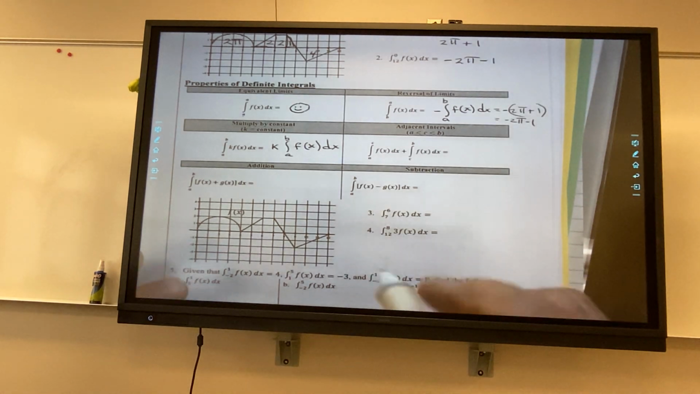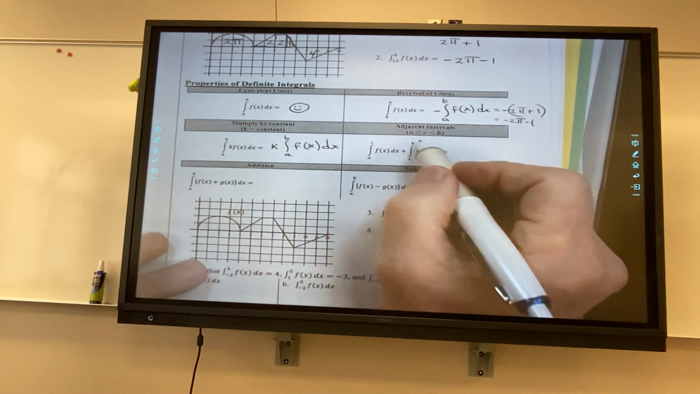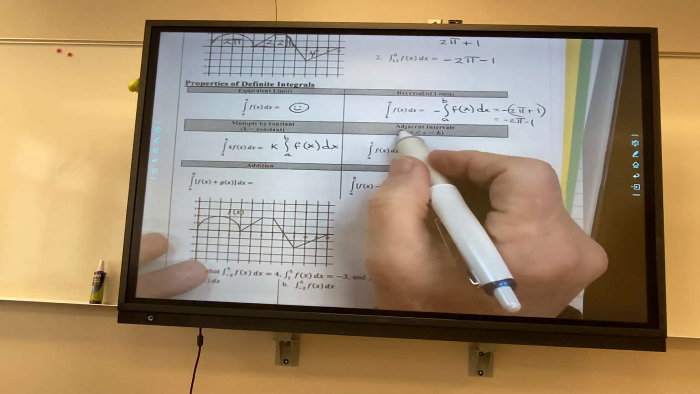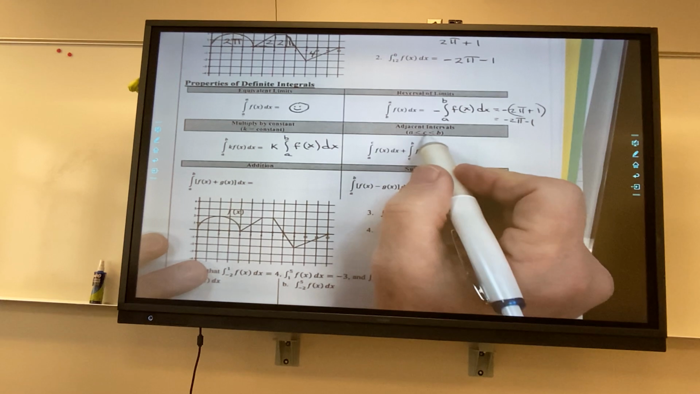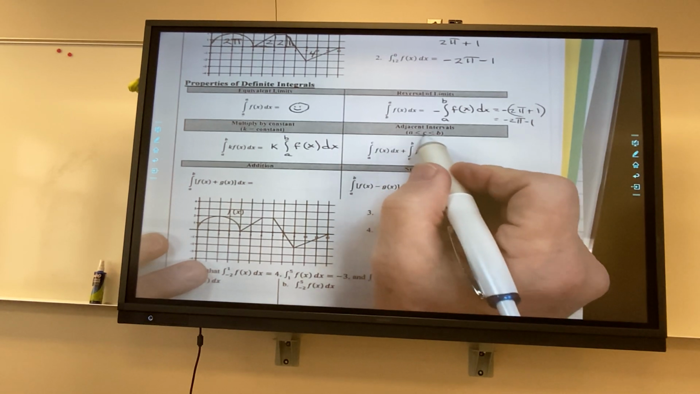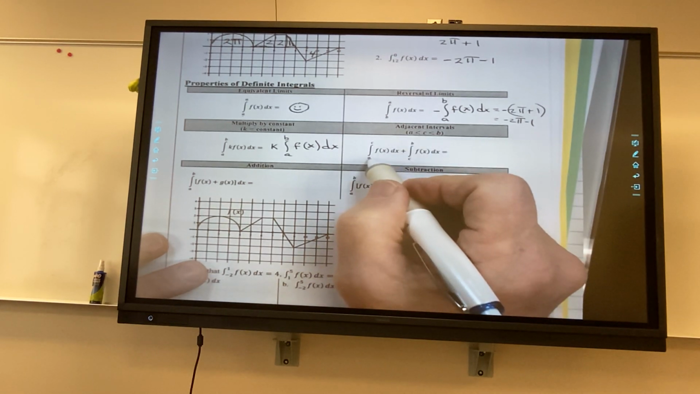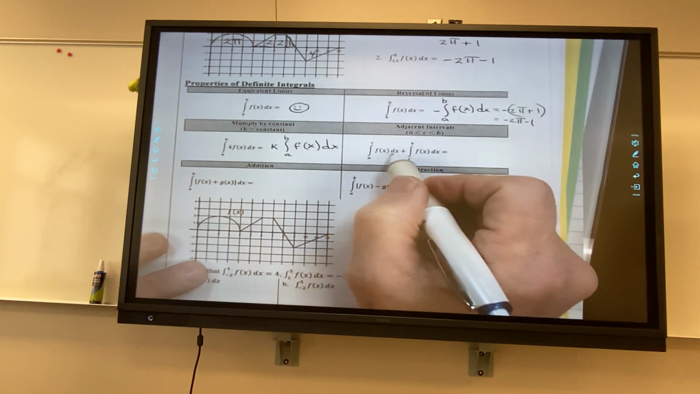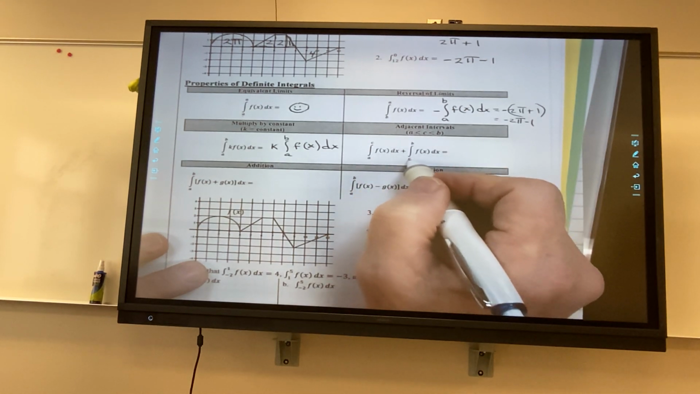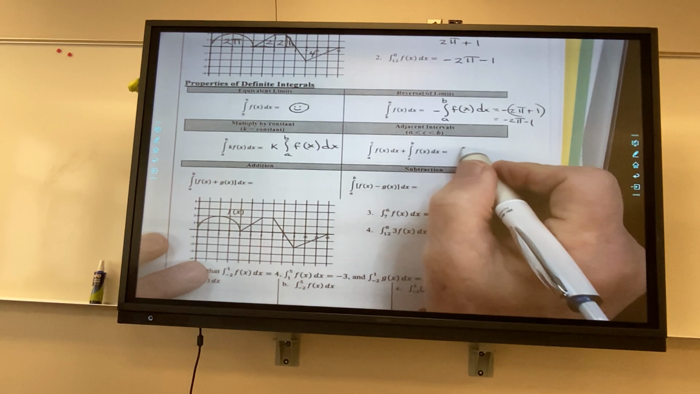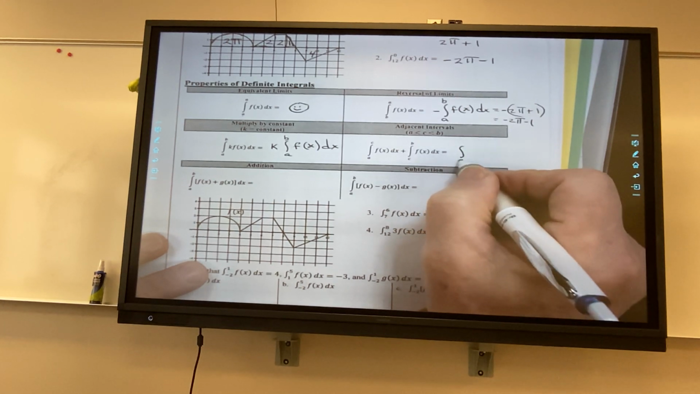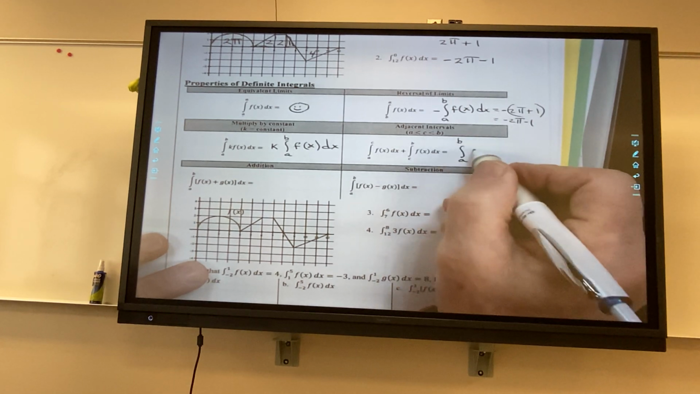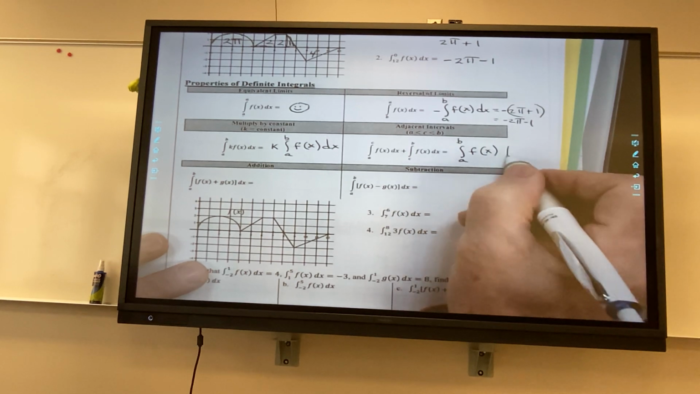And lastly, what we have here is what we call adjacent intervals. Notice that C is between A and B. So I have an area from A to C that I'm going to figure out, and then I have an area from C to B. Well, that gives me the same as going from the area from A to B of f of x dx.